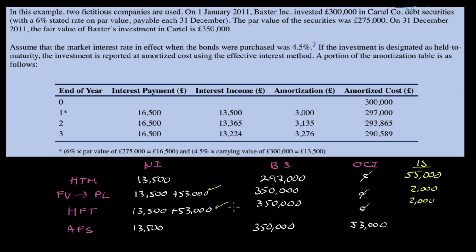For available for sale, we sold it for $352,000. What goes to the income statement? Well, the difference between $352,000 and $350,000 is $2,000. Plus, we remove this out of OCI and we send that to the income statement. Plus $53,000 gives us $55,000 in that particular case. I'll leave questions 3 and 4 for you.